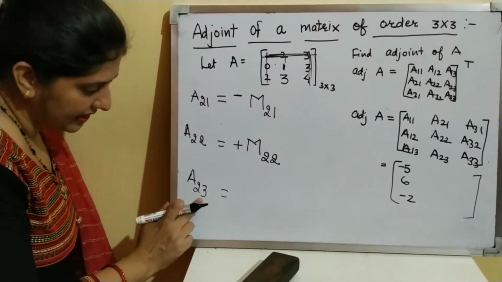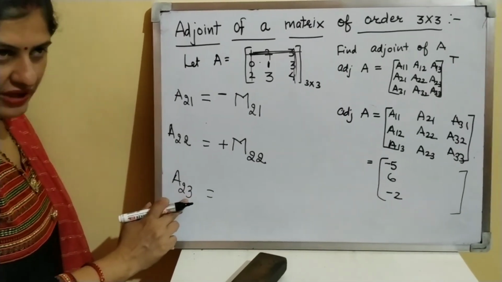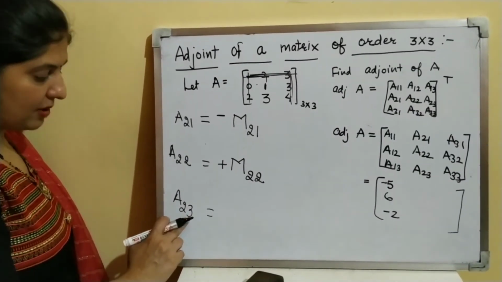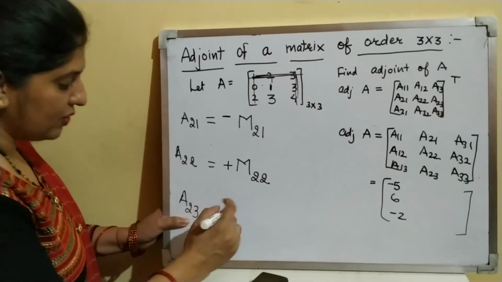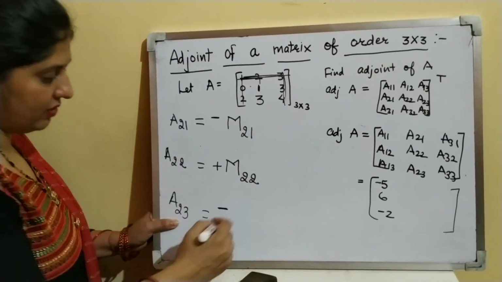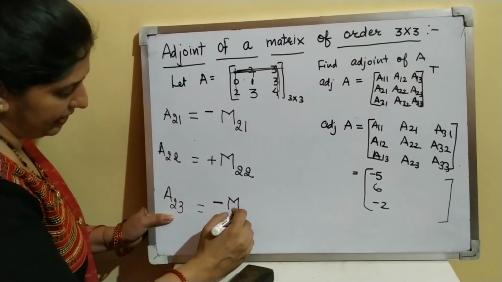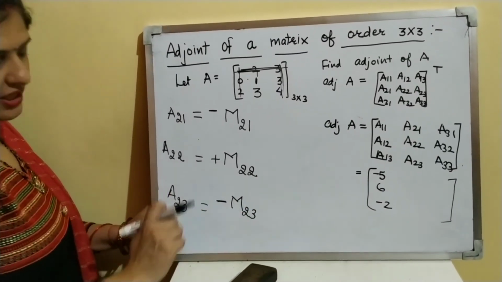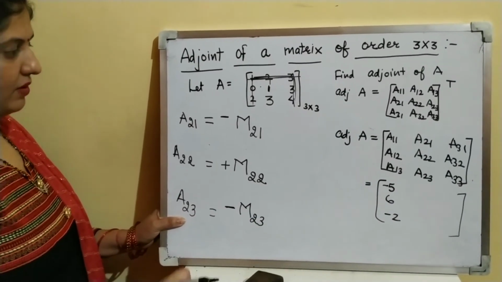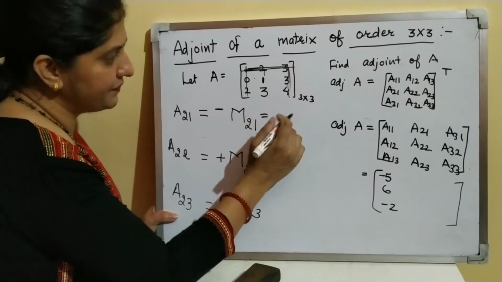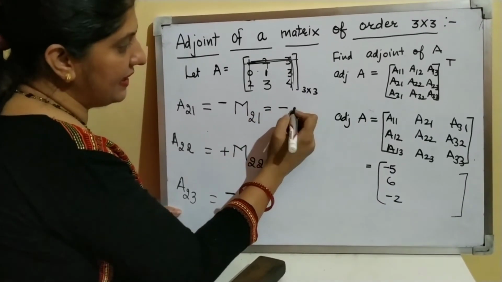In the same way, see here: 2 plus 3 is 5. 5 is odd. The sum of the suffixes is odd, so the sign will be negative. Multiply with the minor of the corresponding element. Now just calculate the value. Minus sign as it is.